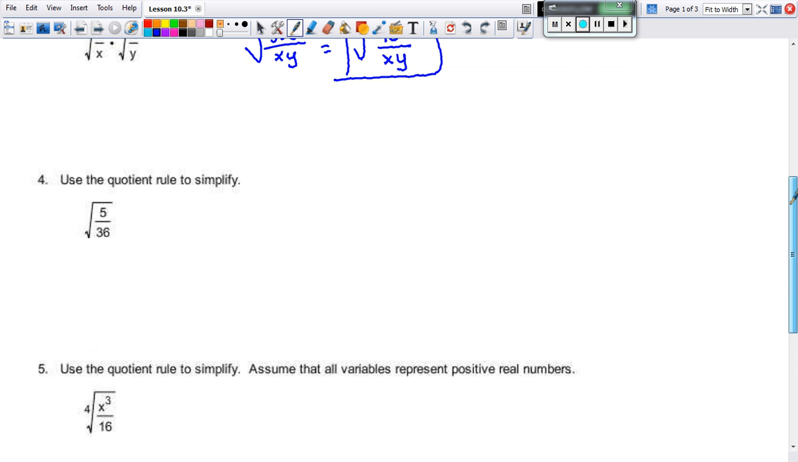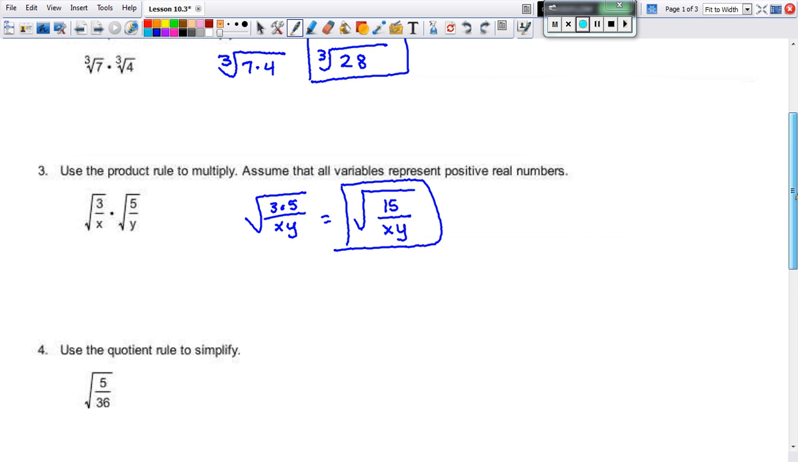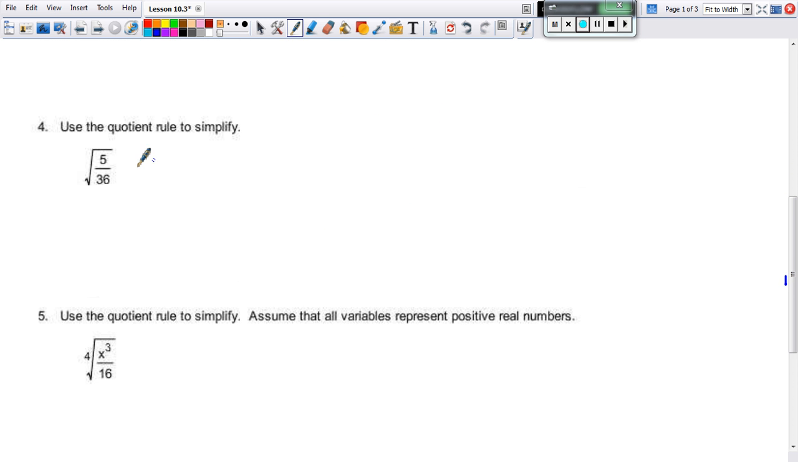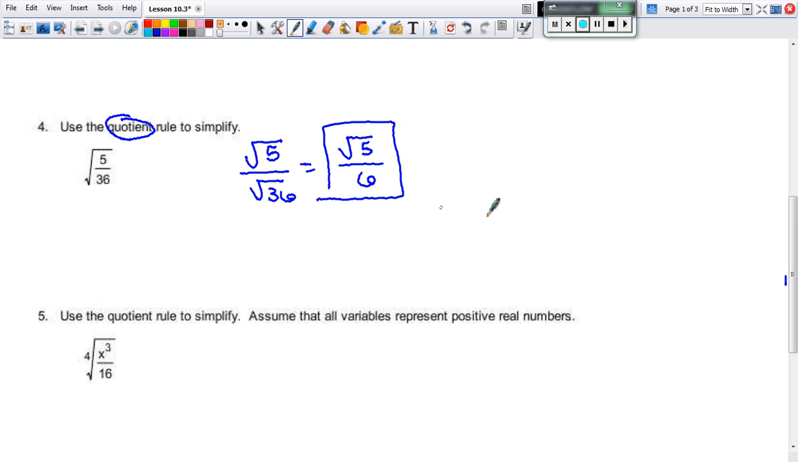The next one, what I want to do is go ahead and split them up. I split it up, and the reason I know that is because of the quotient rule. So I split it up, the square root of 5 over the square root of 36. Now there is no square root of 5, it's not perfect, so I just leave it as the square root of 5. The square root of 36 is 6. So the square root of 5 over 6 is the answer to that one.